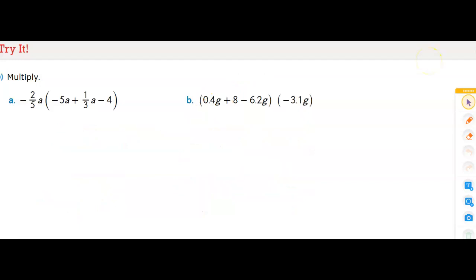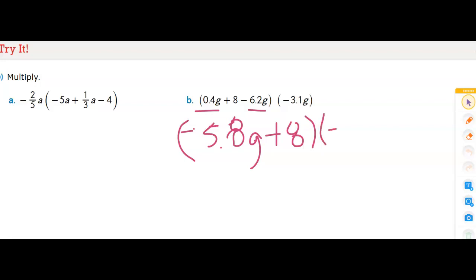All right, let's do B. Let's combine the like terms. So negative 6.2 and 0.4 is going to be 5 and 8/10 G plus 8 times the negative 3 and 1/10 G.